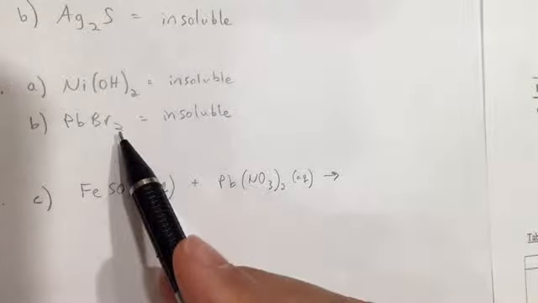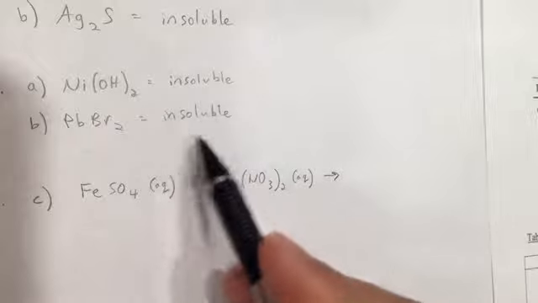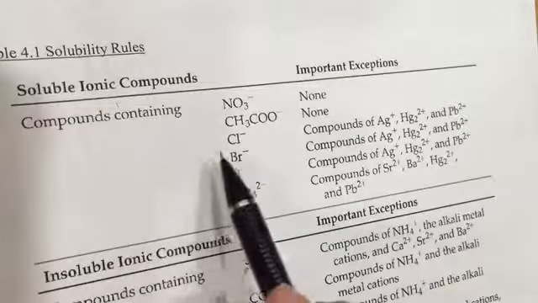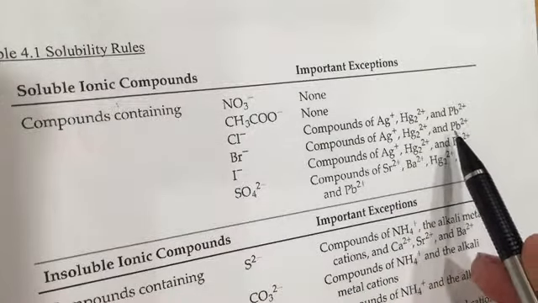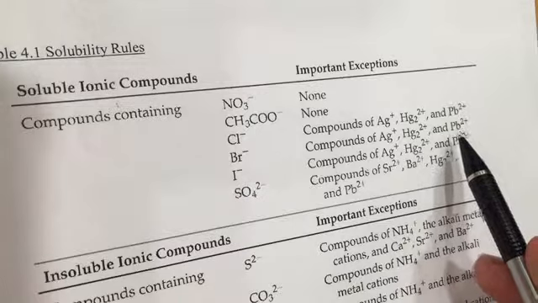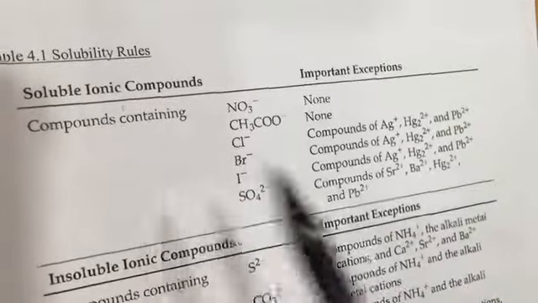B, you've got lead 2 bromide, and that is insoluble. The reason is because, well, most bromides are soluble. However, lead is one of the exceptions. So lead bromide is insoluble.